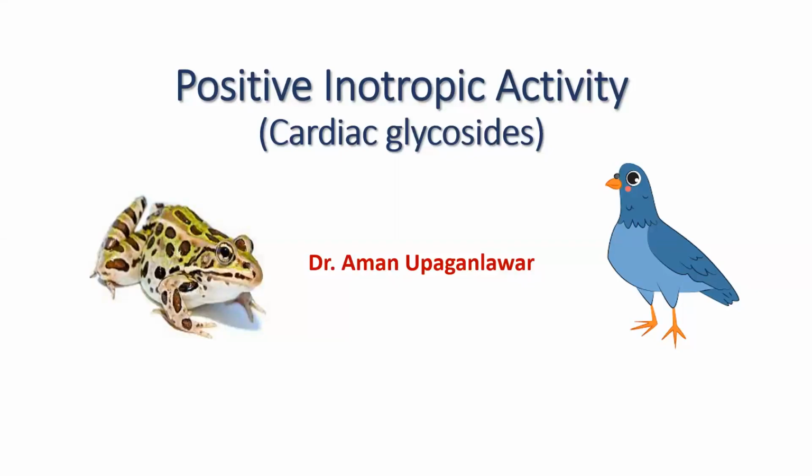Hello all. Today we are going to discuss the positive inotropic activity of cardiac glycoside using the frog method and the pigeon method. As you know, cardiac glycosides, particularly digitalis, are used in heart failure as they block the sodium potassium ATPases and produce the positive inotropic effect, and thereby help in relieving the patient from heart failure.